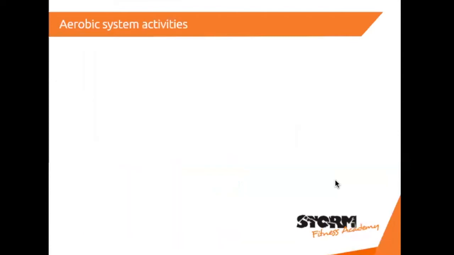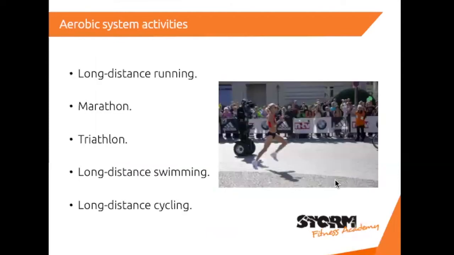Okay, so aerobic system activities would include long distance running, of course, marathons, triathlons, long distance swimming, long distance cycling.